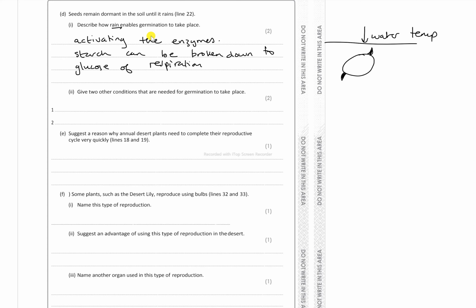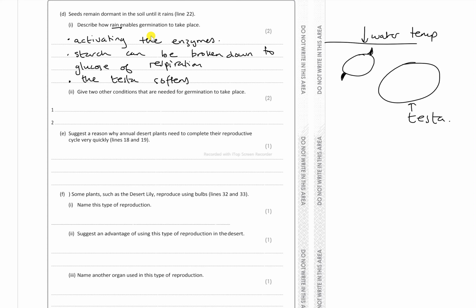Another advantage is, do you know the seed cover? It's called the testa. The seed cover or the testa, you can use both words, softens. When it softens, it's easier for the shoot and the root to come out.